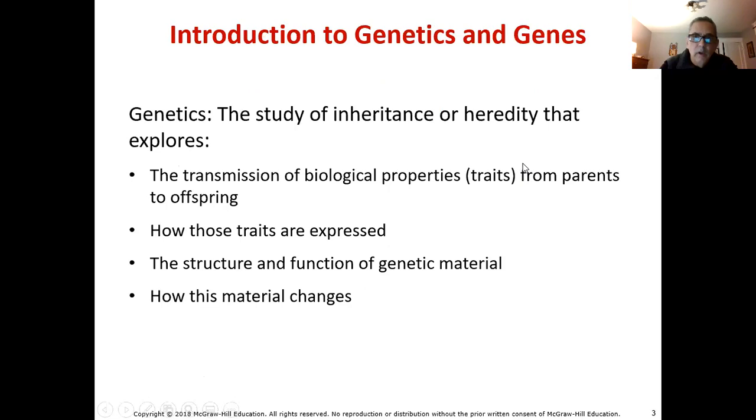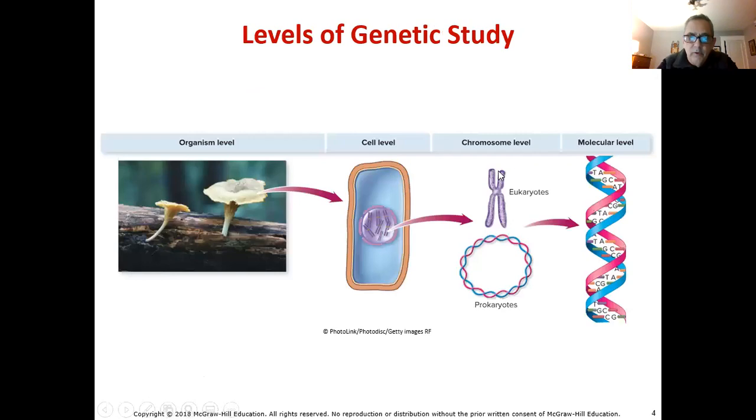So genetics is the study of inheritance or heredity. It explores the transmission of biological traits from parents to offspring, how those traits are expressed, the structure and function of genetic material, and how this material changes. Now, bacteria do not pass genetic traits from parent to child. Each time they replicate, they can pass it on horizontally, whereas when you have offspring, that's vertical transmission.